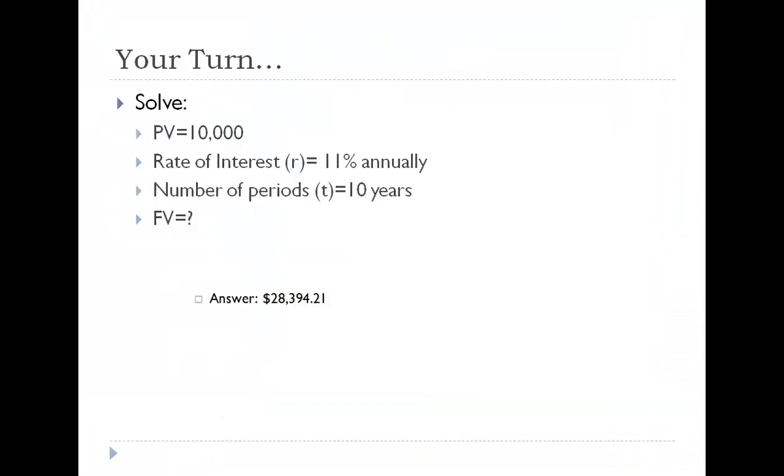So let's have you try a couple of these. You're welcome to pause the presentation at any time. I would suggest that you pull up a spreadsheet and attempt to solve what is the future value of this problem. We have a present value of $10,000 earning 11% interest, which is compounded once a year for 10 years. Go ahead and plug that in and see if you get it. The answer, of course, is here on the slide.